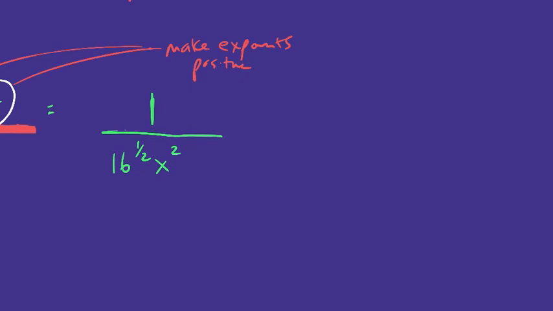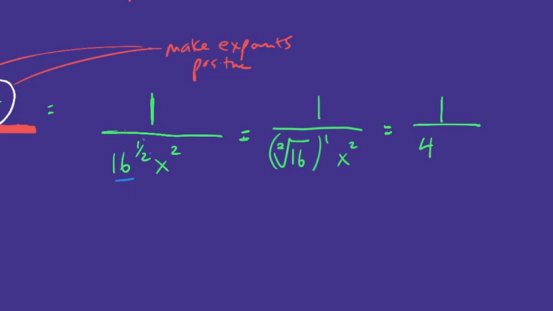Go a little bit further with this. We've got this number with a rational exponent. The 1 is going to be the power. The 2 is going to be the index. So in the next step, we've got the square root of 16 to the first power. Hopefully not too bad. Square root of 16 is 4. 4 to the first is 4.